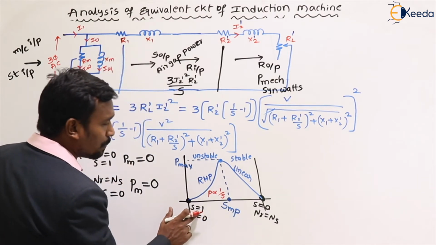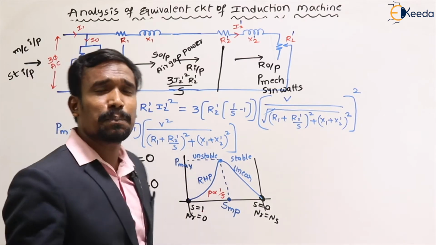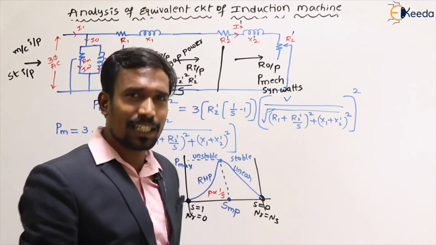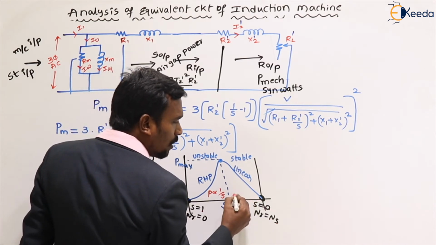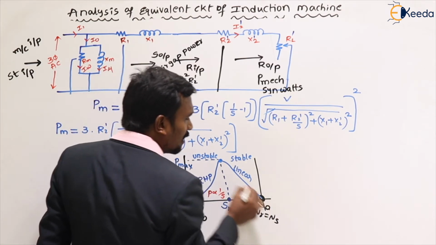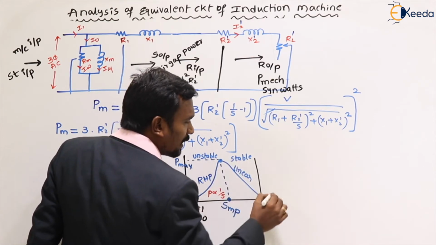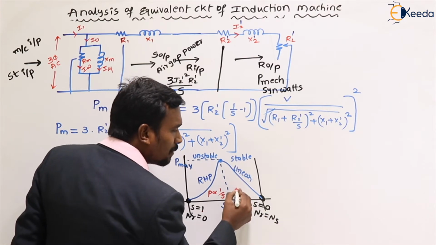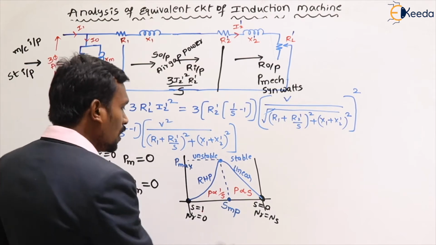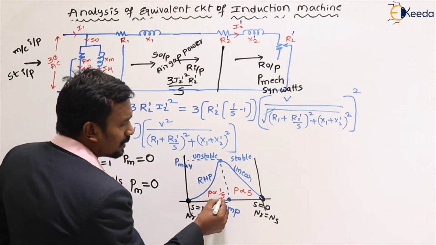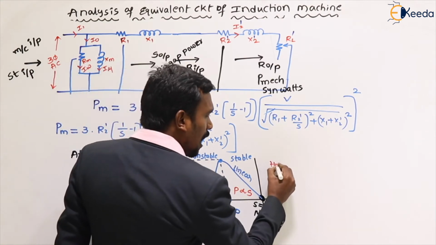At higher slip values, the power and slip are inversely proportional to each other. At lower slip values, here also the slip is decreasing, and of course the power is also decreasing, slip decreasing, power decreasing, nothing but the power is directly proportional to slip. At high slip values, inversely proportional. At low slip values, directly proportional.